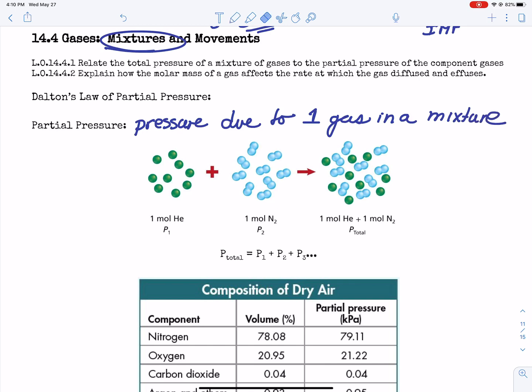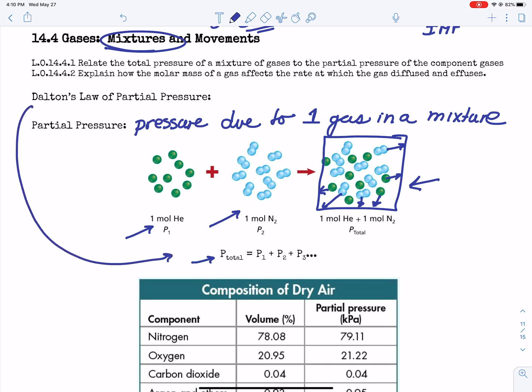So in this mixture of helium and nitrogen gas here, if I'm thinking about this being in a container, the total pressure is the total pressure exerted as these molecules collide with the walls of the container. And the total pressure really doesn't matter what the identity of the molecules is. But we know that the molecules of helium are colliding and the molecules of nitrogen are colliding. So the total pressure is always equal to the sum of the individual pressures.